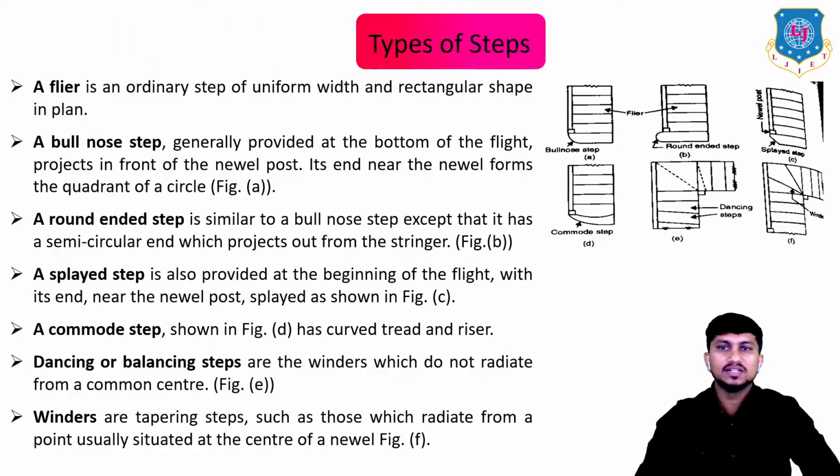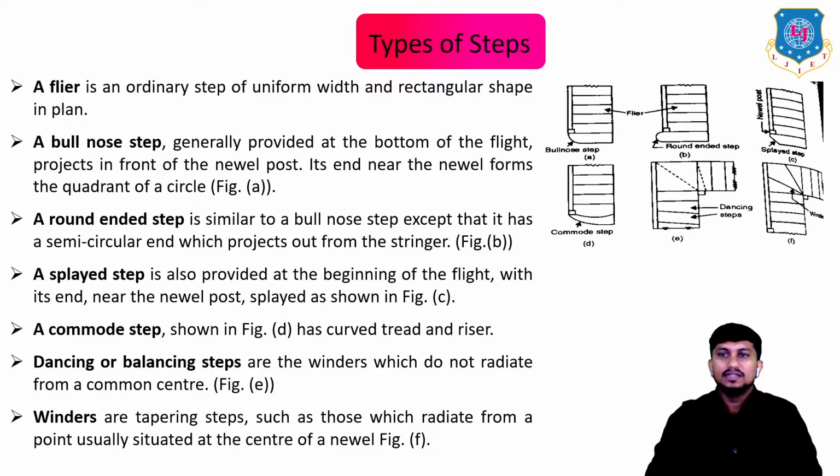A flare is an ordinary step of uniform width and rectangular shape in plan. This is a regular type of step, you can say. Second is bull-nose step, which is exactly shown in figure A. It is generally provided at the bottom of the flight, projects in front of newel posts. Its end near the newel forms the quadrant of a circle.